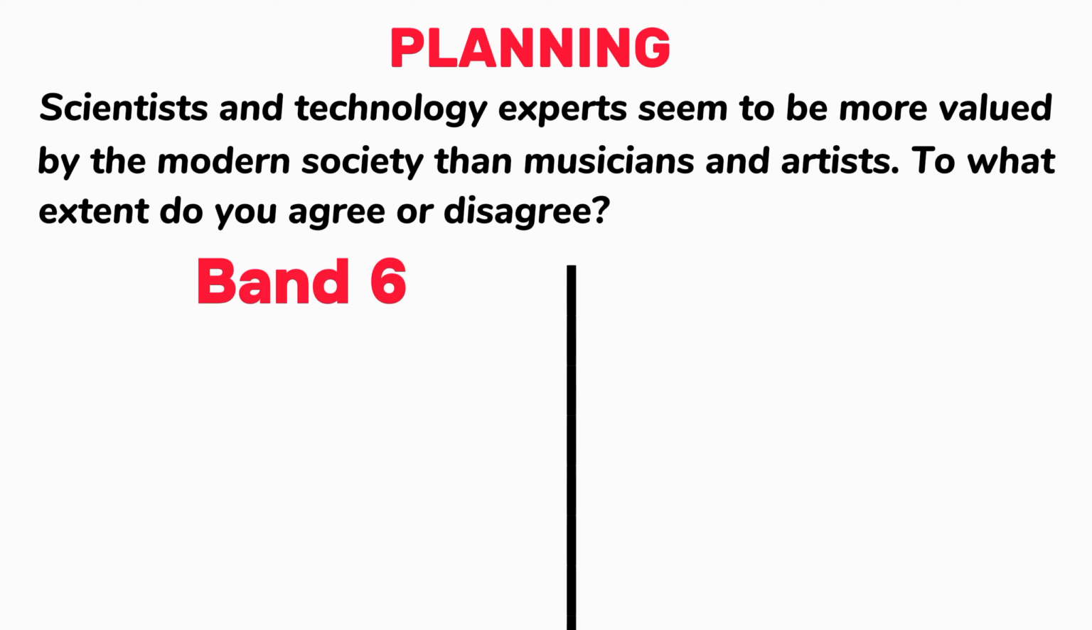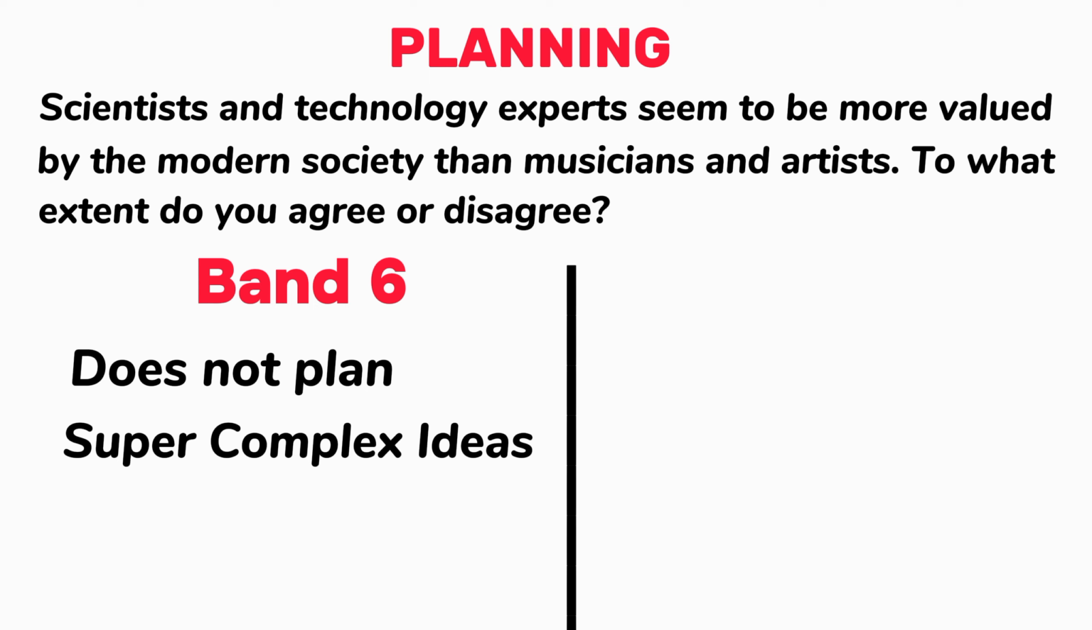Now a band 6 student will not plan anything. He will just write as soon as he sees the question. And when it comes to ideas, he'll try to impress the examiner by writing super complex ideas, those ideas in which he has little knowledge and he just wants to impress the examiner.